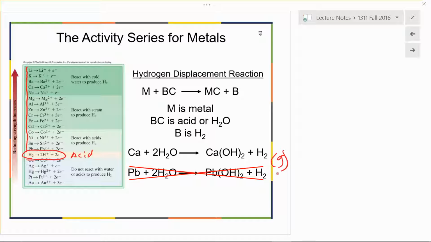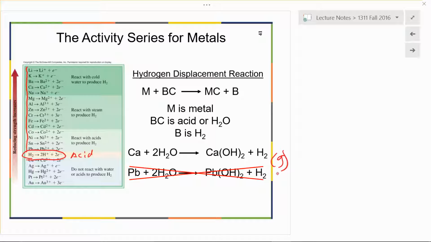Okay? So this activity series is telling you this one reacts with cold water to produce H2. This one reacts with steam, so it needs to be at a high temperature for it to displace the H2. This one doesn't react with water. These ones only react with acids, okay, to produce H2. So cobalt, nickel, tin, lead. Those ones wouldn't.